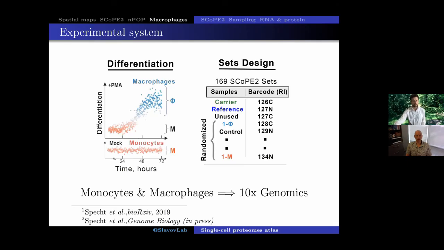And to this end, we differentiated monocytic cell line into macrophages, and then we sampled both monocytes and macrophages at the end of this experiment for single cell protein analysis by mass spectrometry and for single cell RNA analysis by 10x Genomics, which is a popular commercial platform for single cell RNA sequencing.